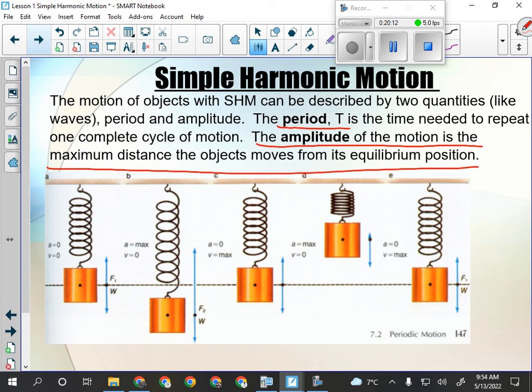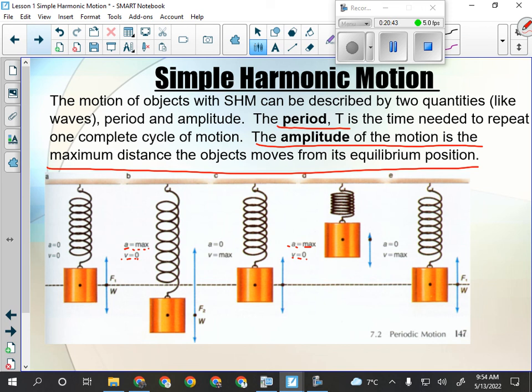Because when I pull it away from equilibrium, or when it's oscillating up and down, at the point of maximum amplitude it actually stops, because the restoring force has been pulling it back towards equilibrium, slowing it down, slowing it down. Then it starts to move back. So it reaches a speed of 0 at the maximum amplitude in both directions.